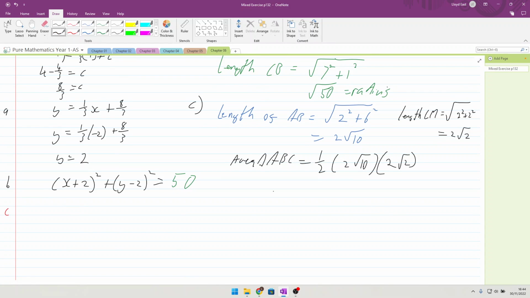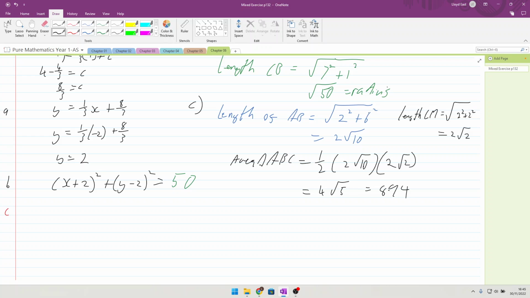And now straight into the calculator with all of that. That times 2 root 10 is 8 root 5, divided by 2 is 4 root 5, which equals 8.94. Okay, I've got a feeling that's not the same as what's in the book. I'll have a quick check. No, the book's got it down as 20.